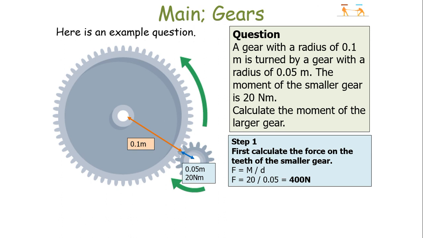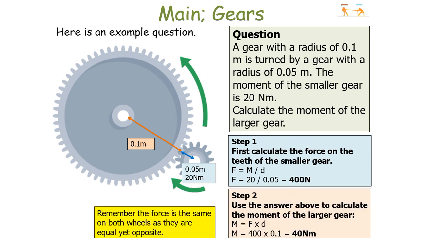So the first step is to calculate the force on the teeth of the smaller gear, because we know everything about it to work out its force. If moment equals force times distance, then force equals moment over distance. Pop the numbers in from the question: 20 divided by 0.05 equals 400 newtons. So as a result, if that wheel has 400 newtons exerted on it, the second wheel must have 400 newtons exerted on it. And it wants you to work out the moment of the larger gear.